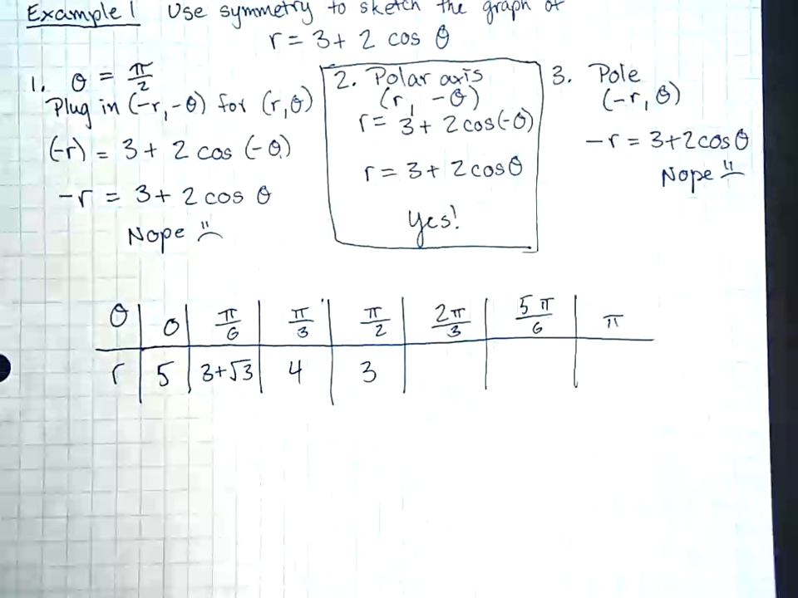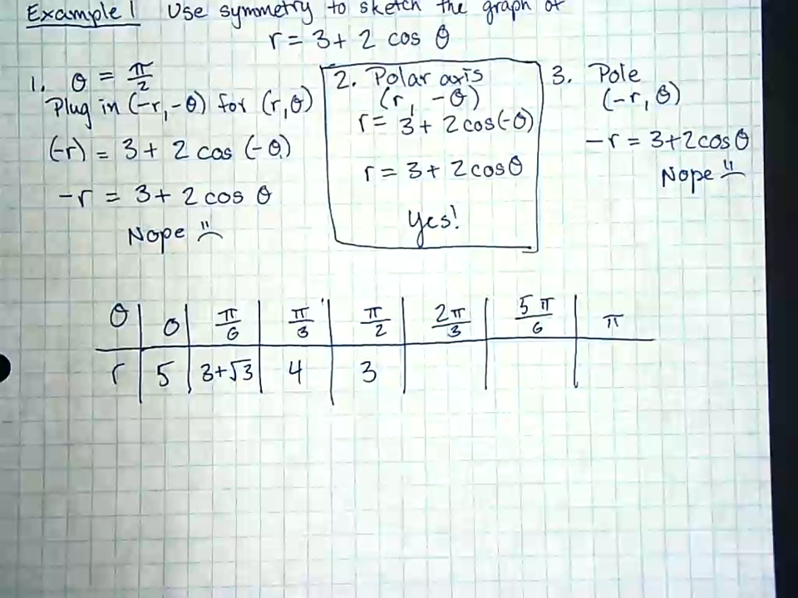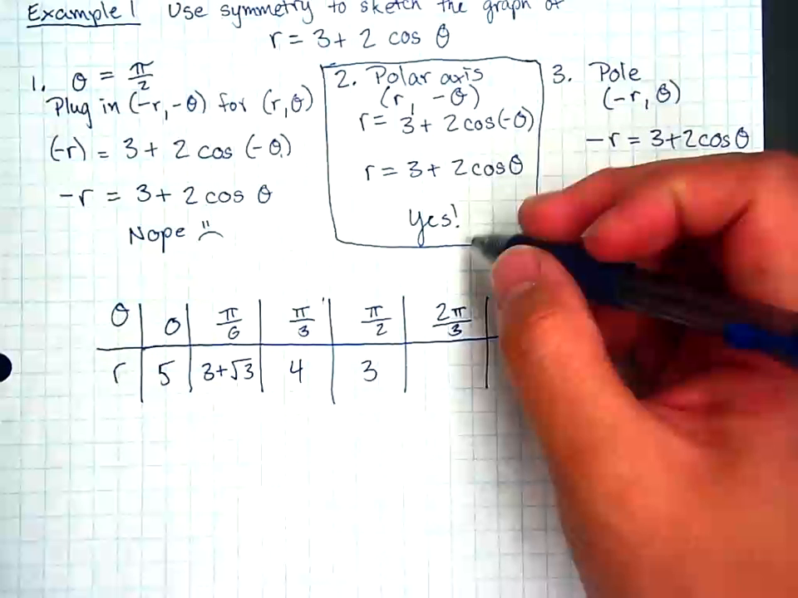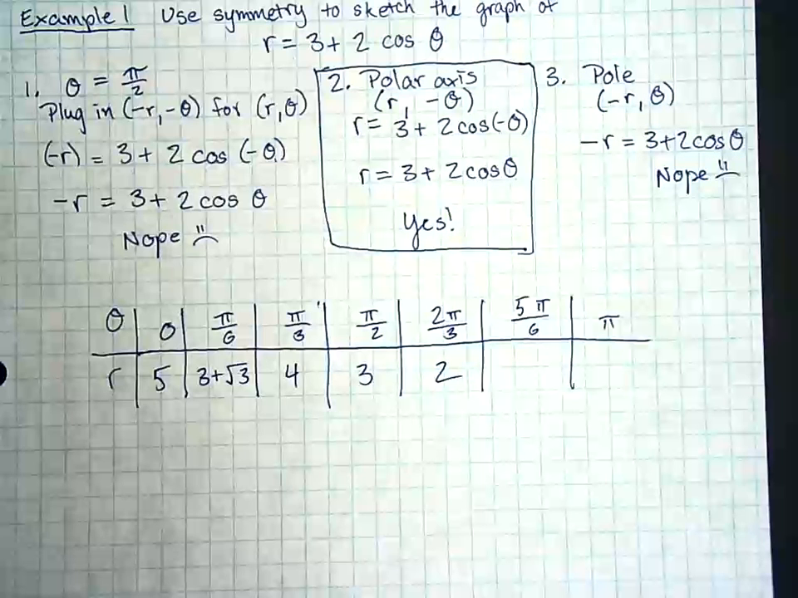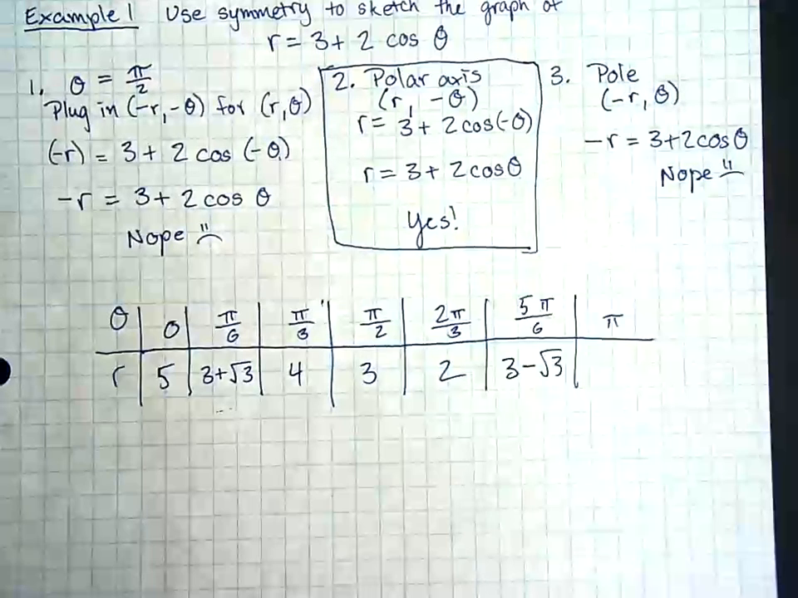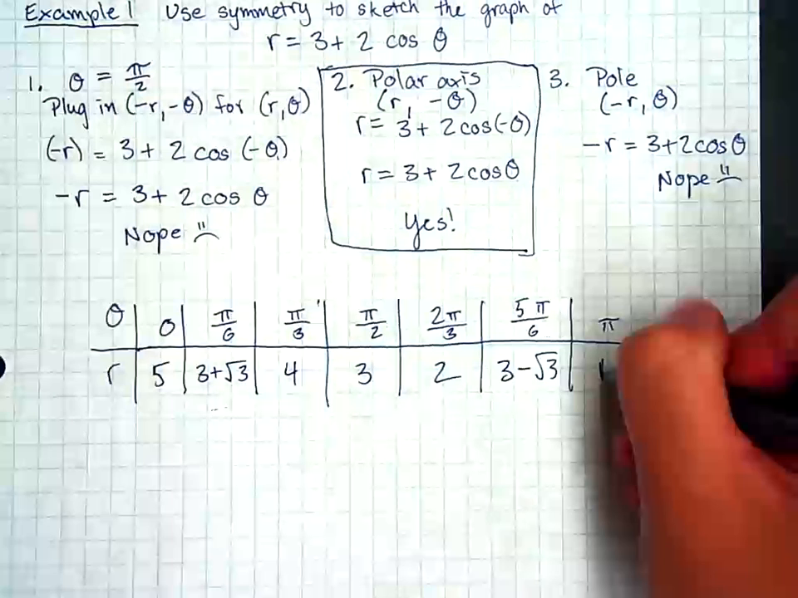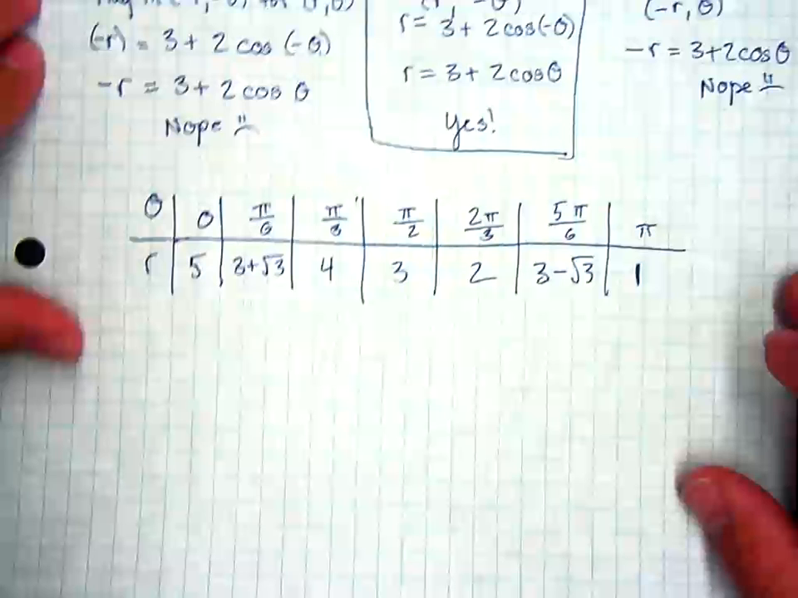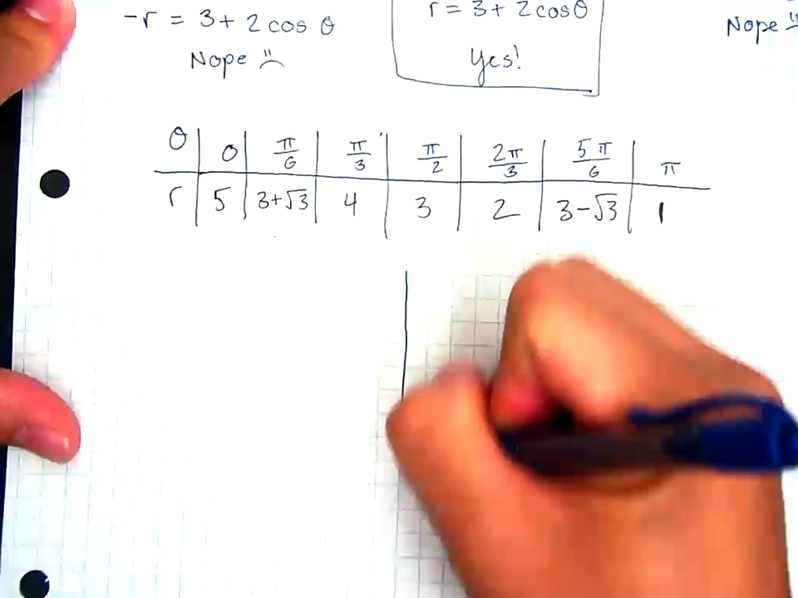So we get 3. 2 pi over 3, we're going backwards now. So cosine of 2 pi over 3 will be negative 1 half. And then negative 1 half times 2 will be negative 1. So 3 minus 1, 2. 5 pi over 6, that's going to be negative radical 3 if I'm following the pattern correctly. That's going to be 3 minus radical 3. Finally, pi. Cosine of pi is negative 1. Negative 1 times 2 is negative 2. So I have a positive 1. Okay. I think that might be enough. Let's go ahead and see. Hopefully it is. So this one's going to be pretty big because we're going all the way to 5.